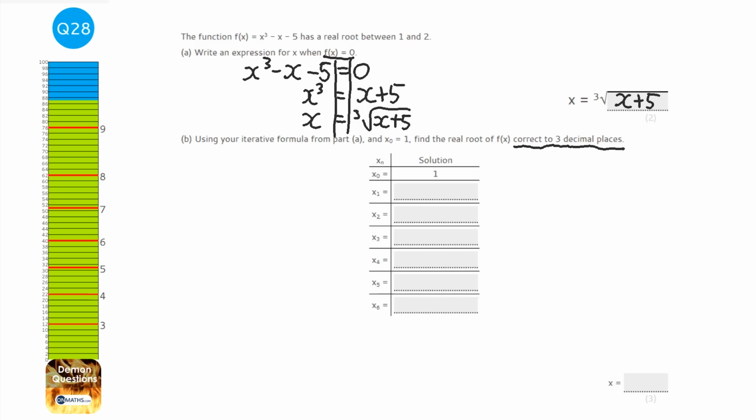So it always will give you a first one, the x0, the first one to try. And all you're going to be doing is putting that 1 into this formula here.